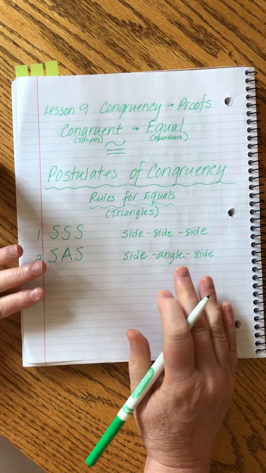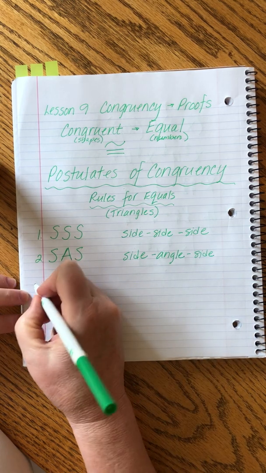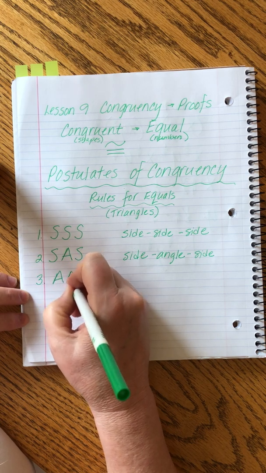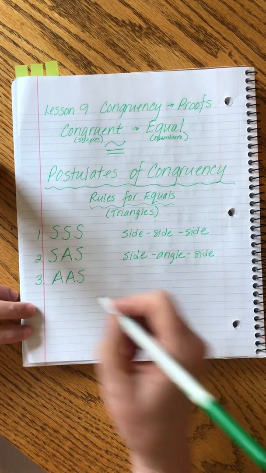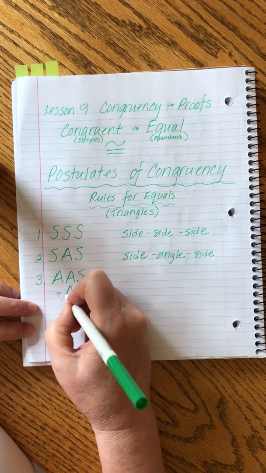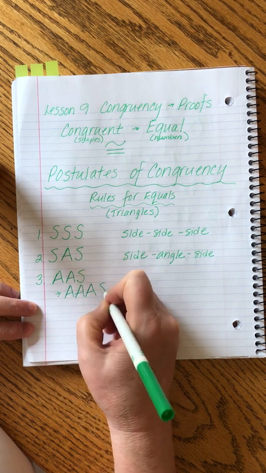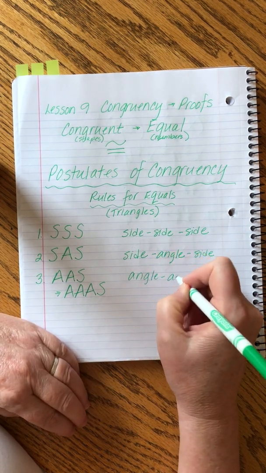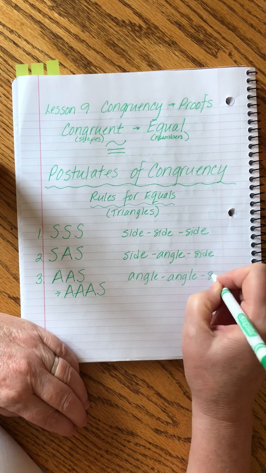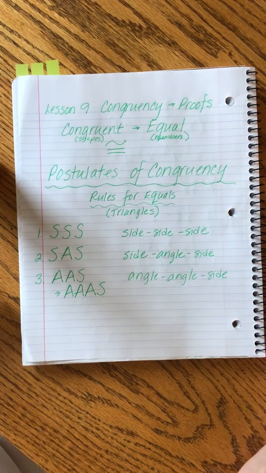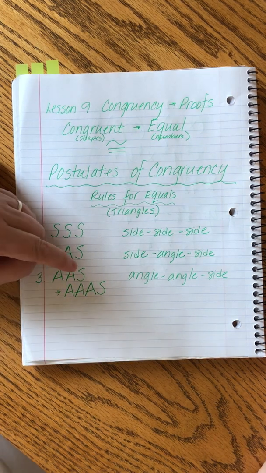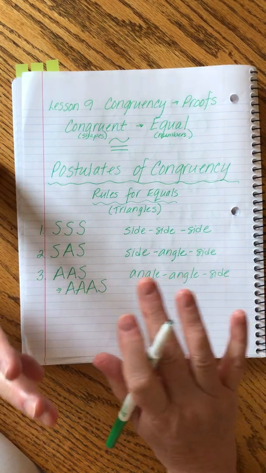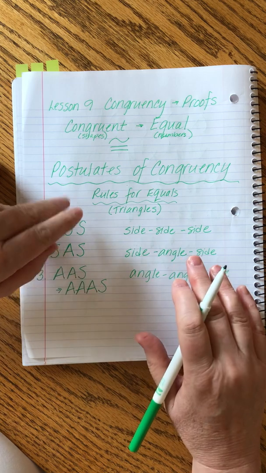Like I said, once we use these a couple times, you'll understand what they mean much better. The third rule is called angle, angle, side. And it's also sometimes called angle, angle, angle, side. So if we have two triangles and we can prove that they have one matching angle, a second matching angle, and then a side that matches, that will prove that the two triangles are the same, congruent.